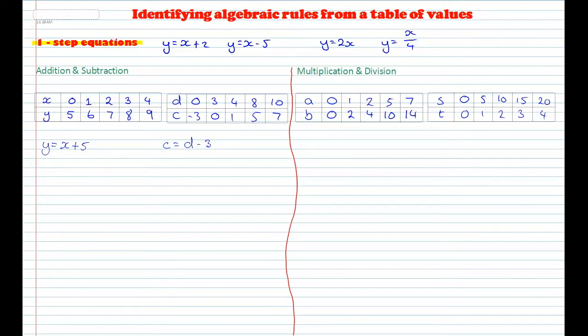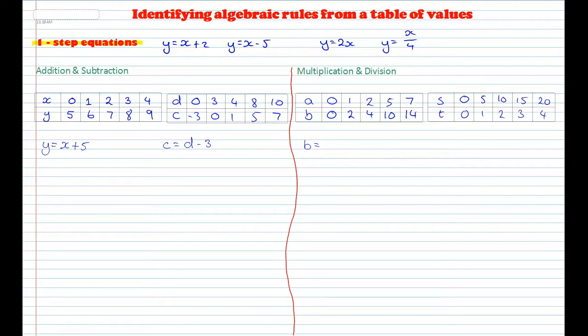Now let's have a look at the multiplication and division, shall we? If we have a look here, we've got our A row and our B row. Now remember, our B row is going to be our dependent variable because our B will depend on whatever our A is. Because B is our dependent variable, we're going to write B is equal to. And now what we need to do is figure out what's happening to get from here to here, here to here, here to here, etc. That is, to get from our A row down to our B row.